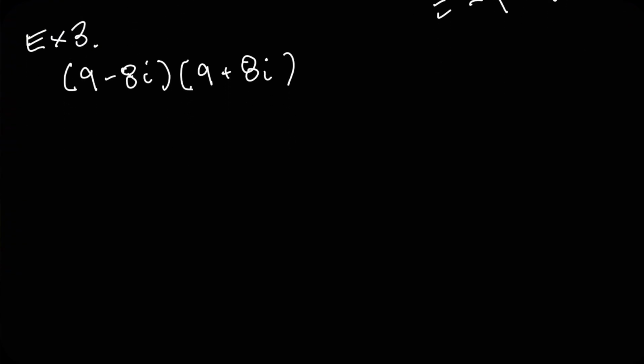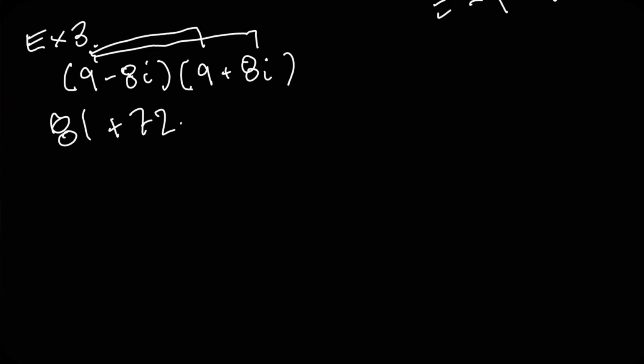All right, last example here. We have 9 minus 8i, and then we have 9 plus 8i. So let's go ahead and do it. 9 times 9 is going to give us 81. 9 times 8i will give us plus 72i. And then negative 8i times 9 will give us minus 72i. And then last thing will be negative 8i times positive 8i, which will give us negative 64i squared.